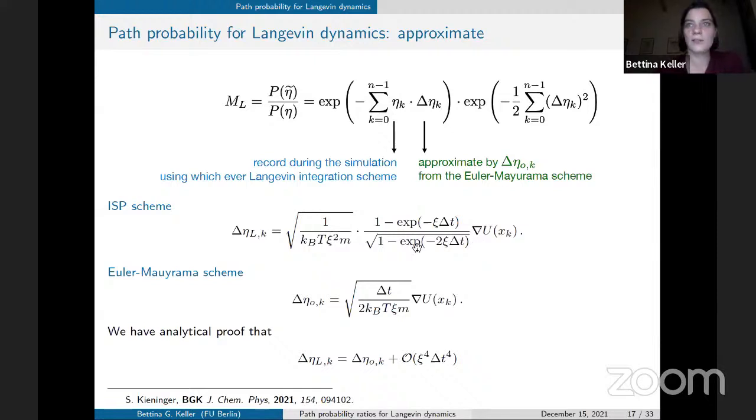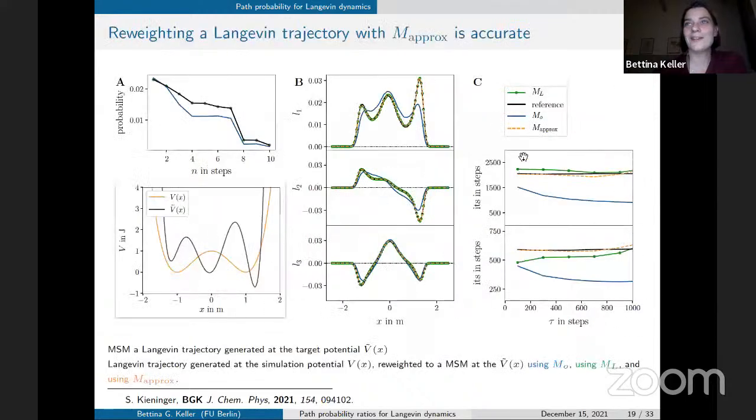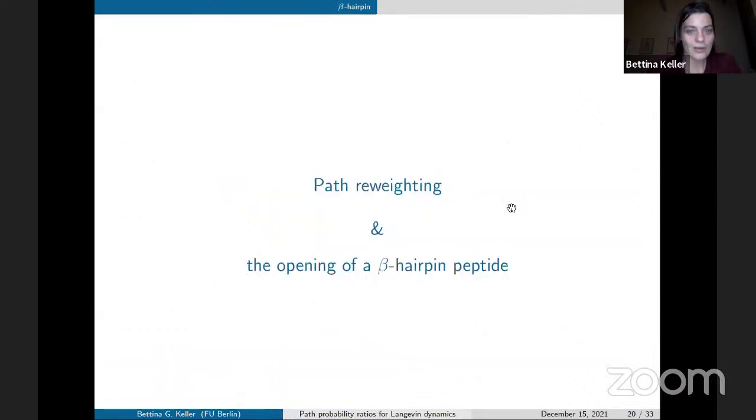So we think that this might be the reason why the implied timescales of the approximation are actually a bit better. So what we have achieved now is a method to reweight Langevin dynamics, and that in fact works also for molecules.